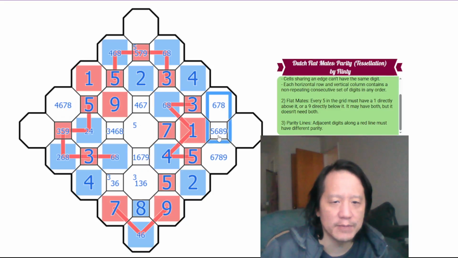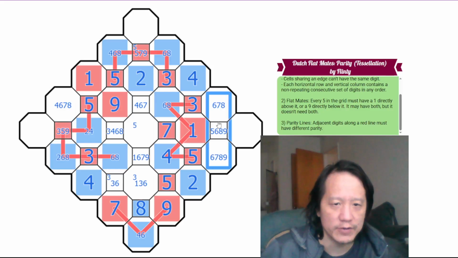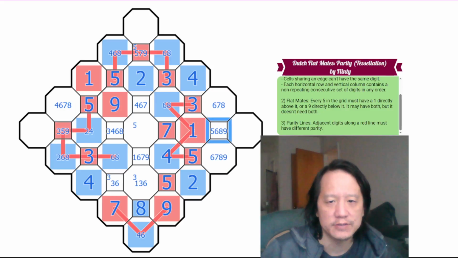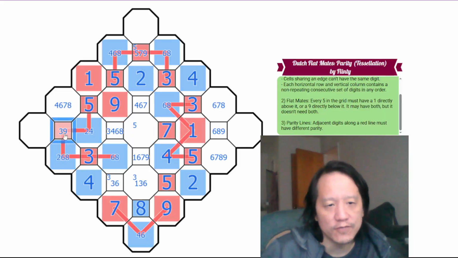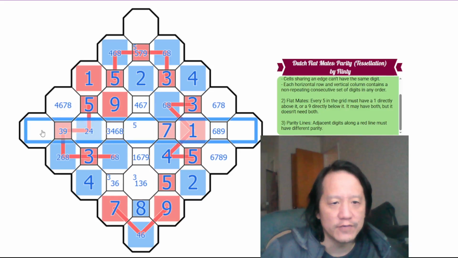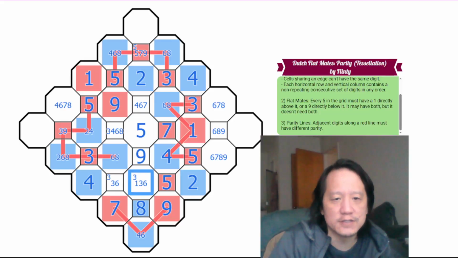Oh, this can't be 5 on this 3-length rim band. If you have a 5 on the 3-length rim band, it has to have a 1 above it or a 9 below it, and that's not possible. So 5 can't be here, 5 can't be on these cells because they don't have a 1 above it or a 9 below it. Where's the 5 in row 5? It has to be here. So this is 5, which makes this 9.